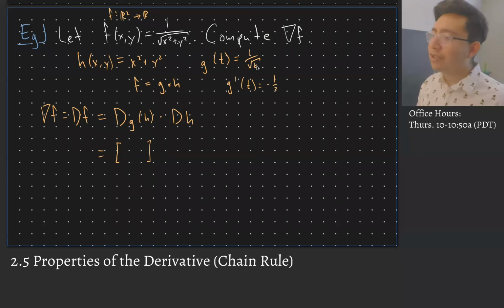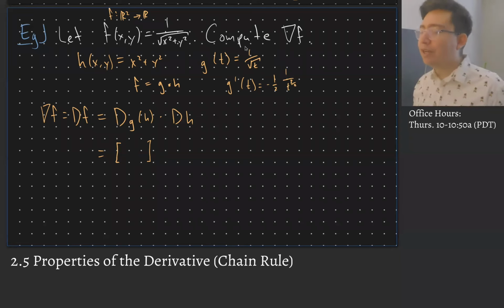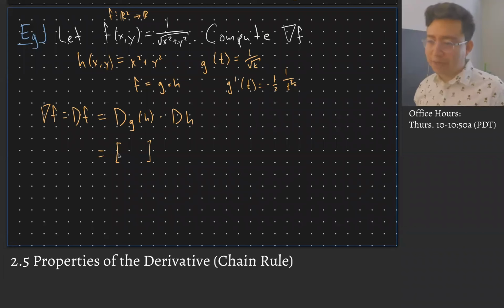So yeah, this is t to the negative 1/2. So bring down the negative 1/2 and then 1 over t to the 3/2, right? So it's t to the negative 1/2. Bring down the negative 1/2 and then subtract 1. So it's t to the negative 3 over 2. So we get this here. That's what we get here.